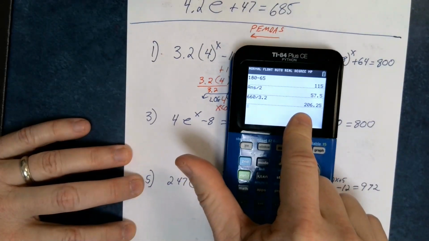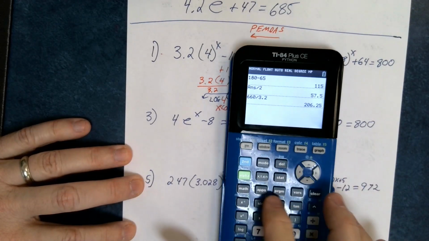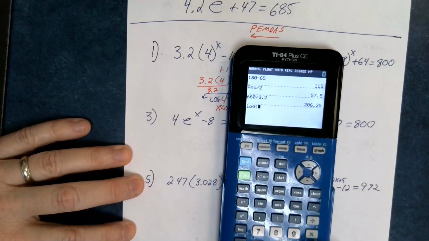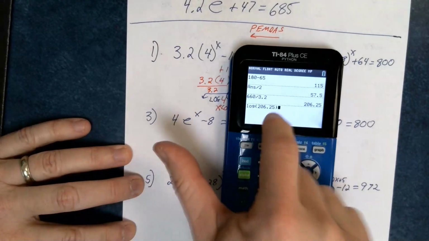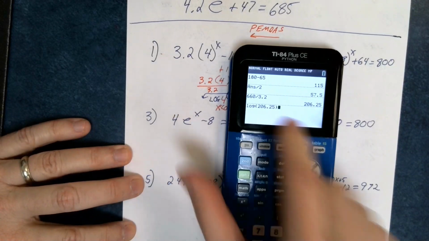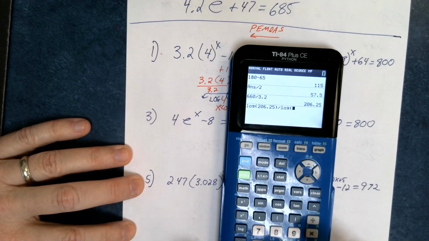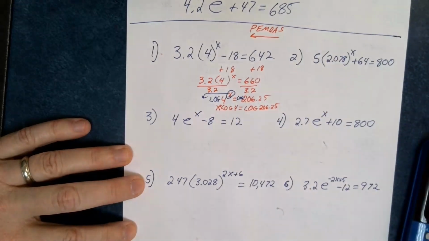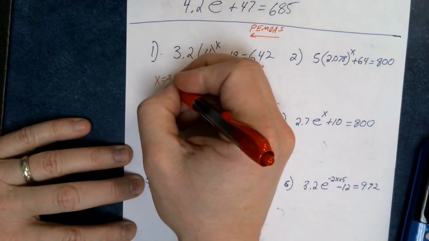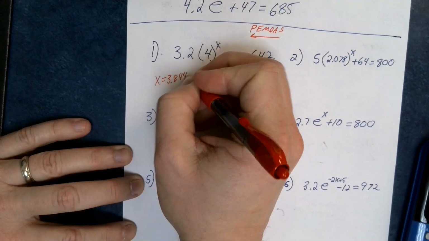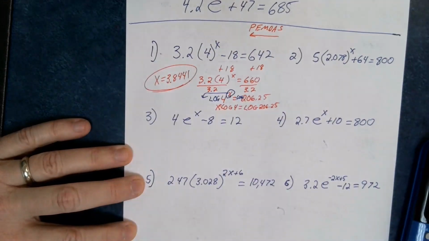So on my calculator, I'm going to do log 206.25, close parentheses, make sure it's just the log of that, divided by the log of 4, close parentheses, enter. And I get 3.8441. And that's what x should be for my first one. X equals 3.8441.